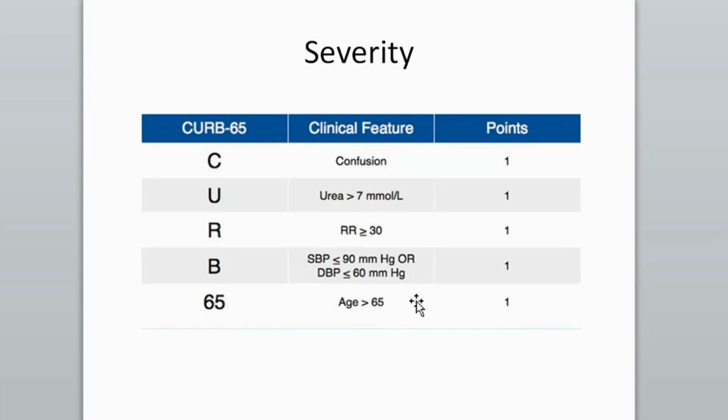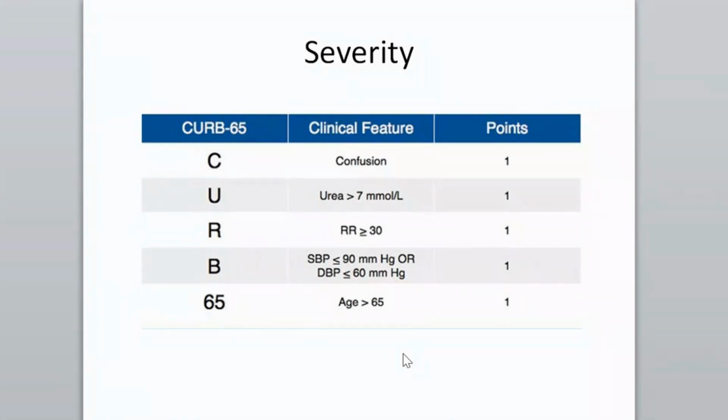You could have a CRP of 400. You could have infiltrates all over your chest X-ray. You may well not get confused. Your urea is still reasonably difficult to push up. To get a respiratory rate of 30 is also quite difficult. And before you get signs of vasodilation and sepsis, and you're not going to get one for the age. So you can quite easily be very ill and the CURB score can underplay that.